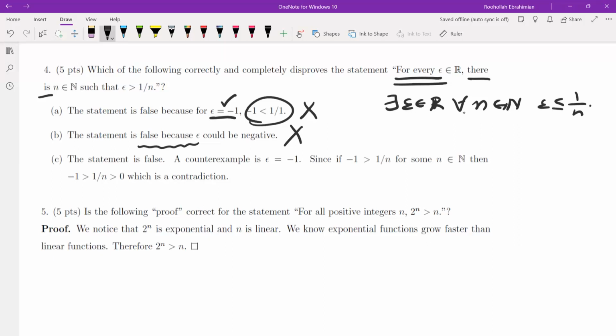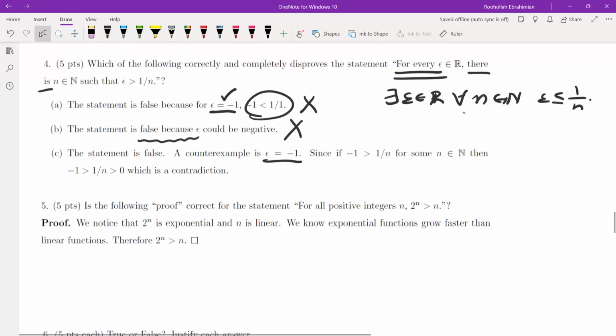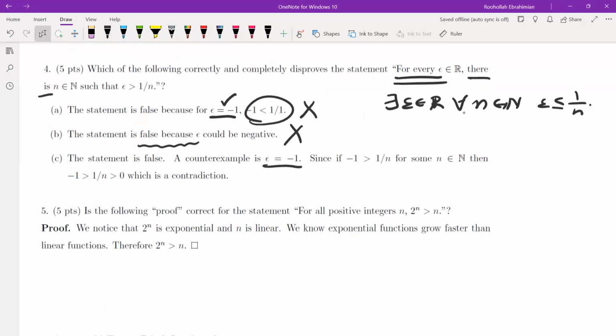And that is fixed in the last part, where they provided an example, epsilon equals -1, and then they showed that -1 cannot be more than 1 over n, because if it is, they got a contradiction. Okay, so that is for problem 4, part C.